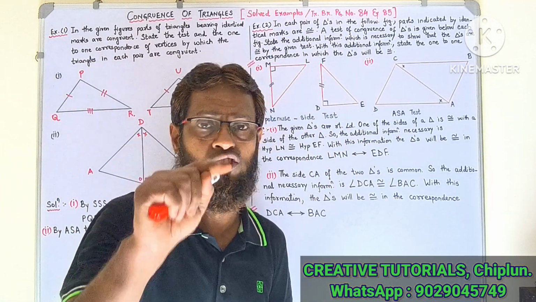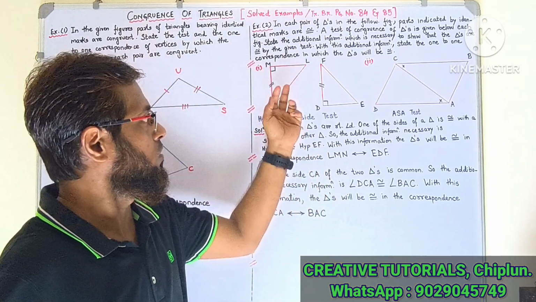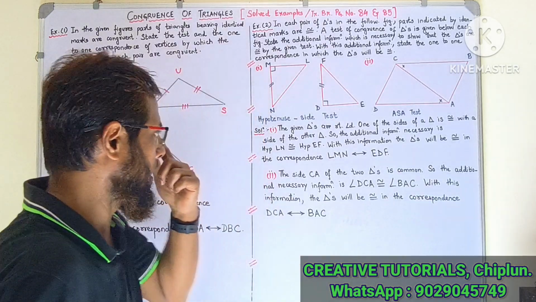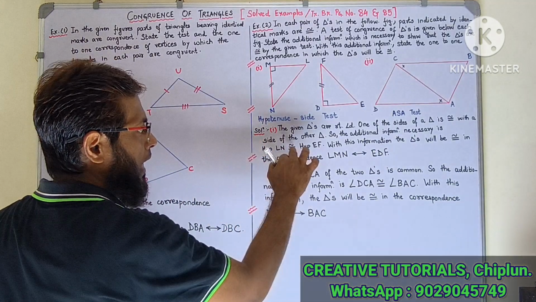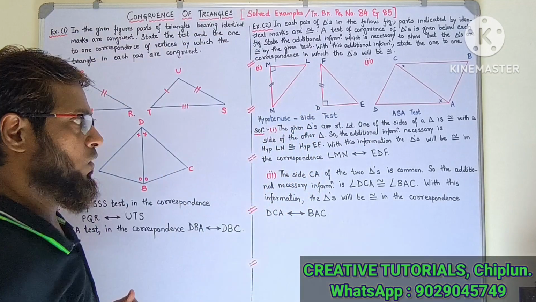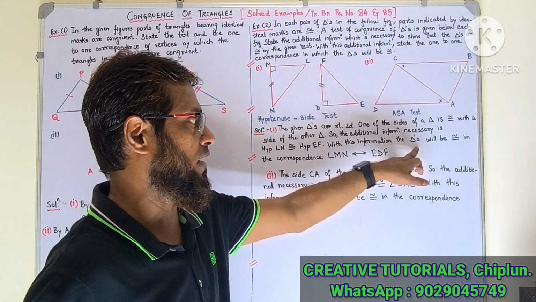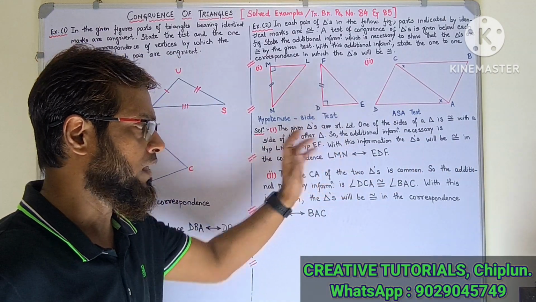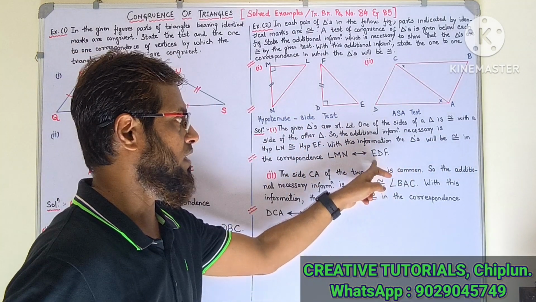So basically that is the additional information required for this sub question to show that these two triangles will become congruent. So we'll see that hypotenuse LN is congruent to hypotenuse EF. This is the information which is needed here. With this information, the triangles will be congruent in the one-to-one correspondence LMN with EDF.